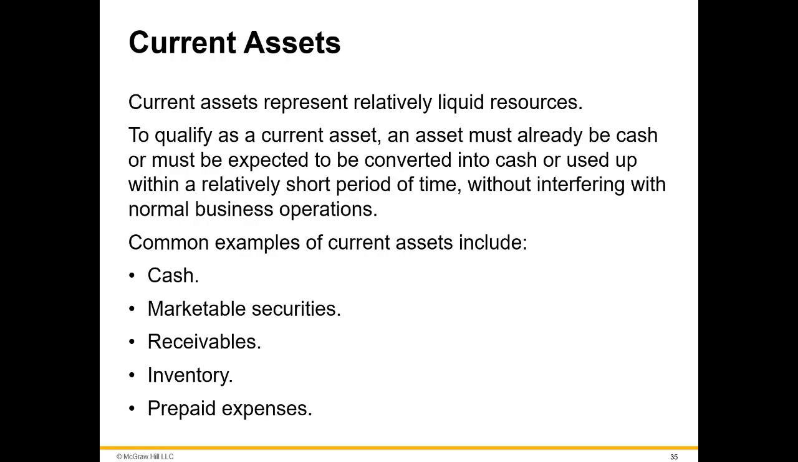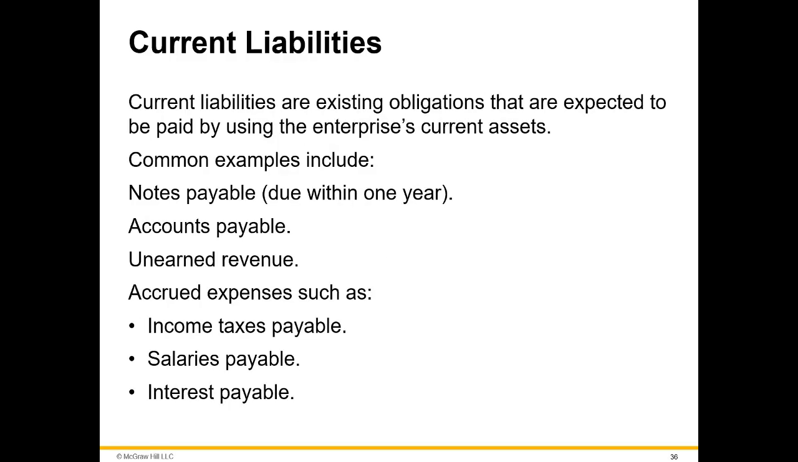When we look at current assets, we're looking at those expected to be converted into cash within a relatively short period of time: cash, marketable securities, receivables, inventory, and prepaids. Current liabilities are expected to use the enterprise's current assets within the current period or operating cycle. We have a set of examples: notes payable that are due within a year, current portion of long-term debt, accounts payable, unearned revenue, and then various accruals that are included there.